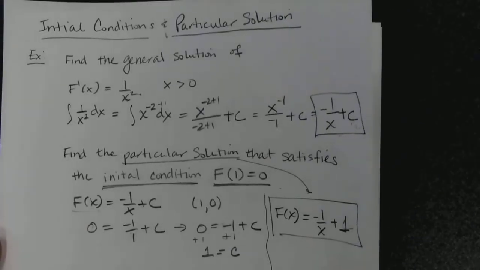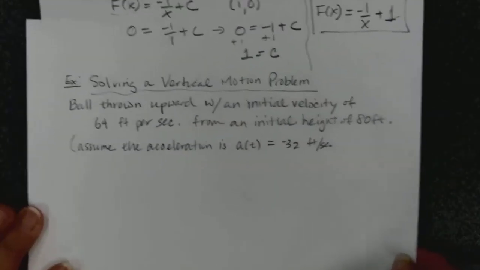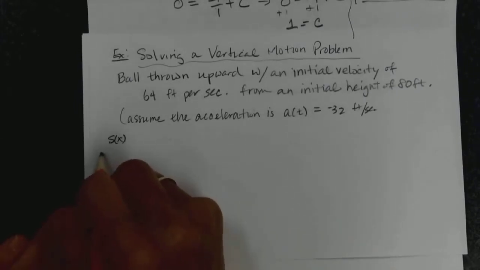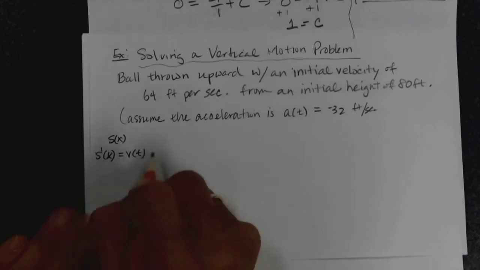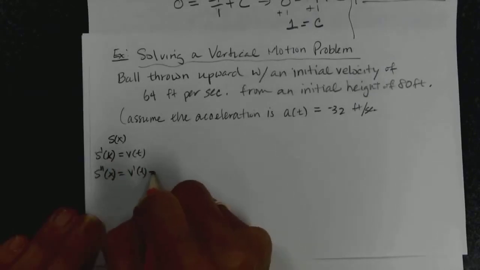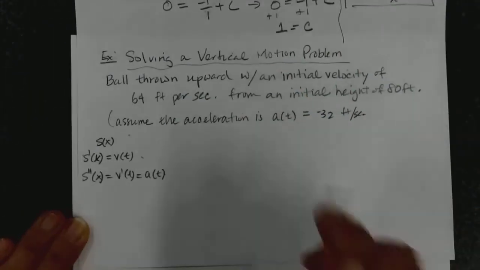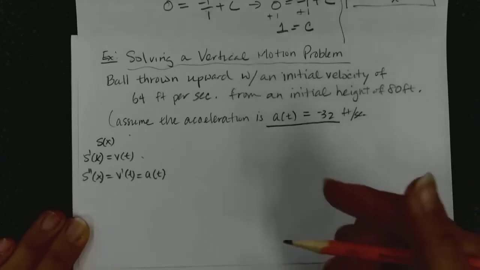Very last example that we're going to be covering in this section is solving vertical motion problems. So remember, if they give you a position function, the derivative, s prime of t, would be the velocity, and then the derivative of velocity, which is the second derivative of the position function, is acceleration. So what we're going to do is go backwards. Given the acceleration, we're going to find the position function.